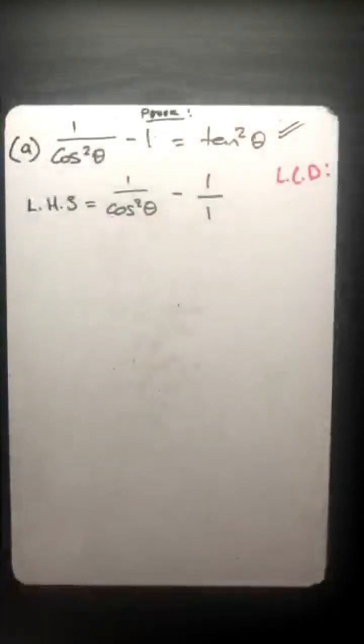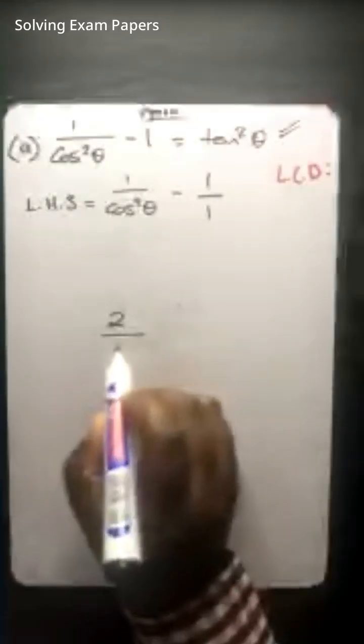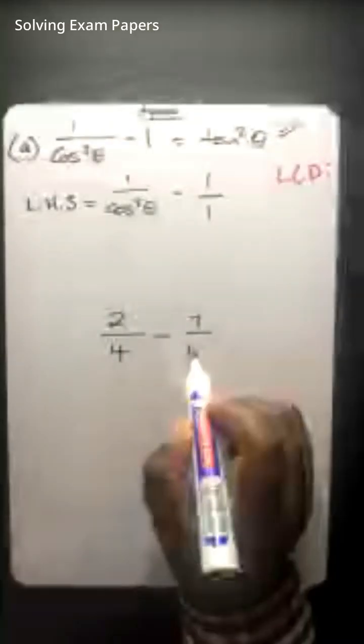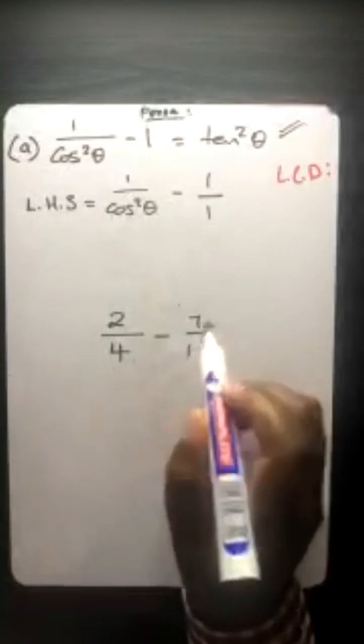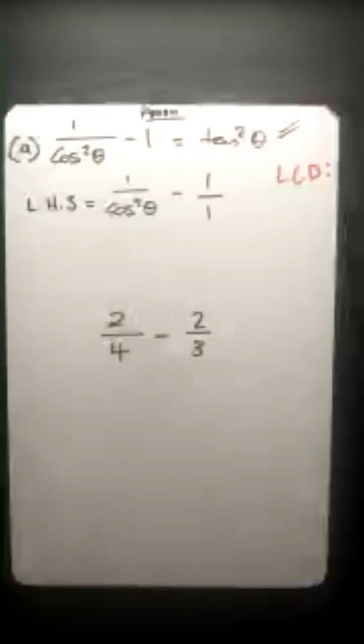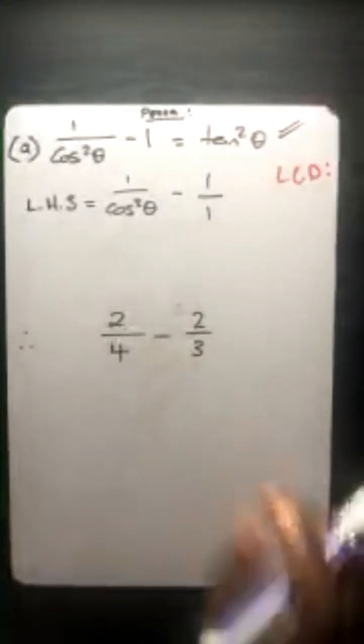If you remember previously, I explained to you that if you have, let's say, 2 over 4 minus, it could be a minus or a plus, 7 over, let's not use big numbers, let's say 2, so that it's easy for me to work it out without using a calculator. If you have this thing that you need to simplify, this is what we're actually trying to simplify.